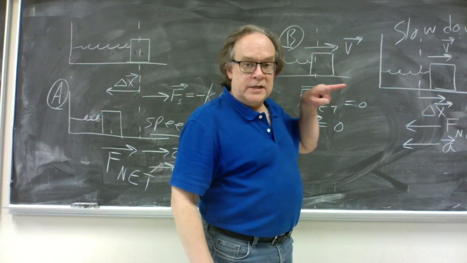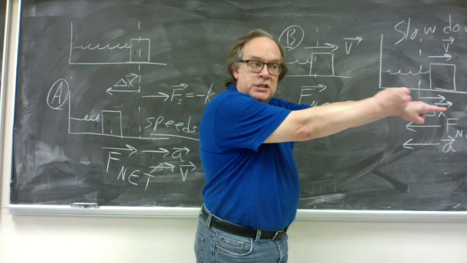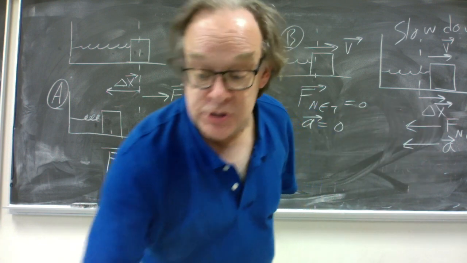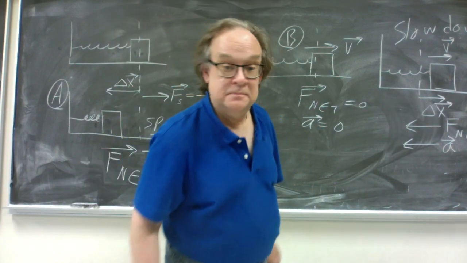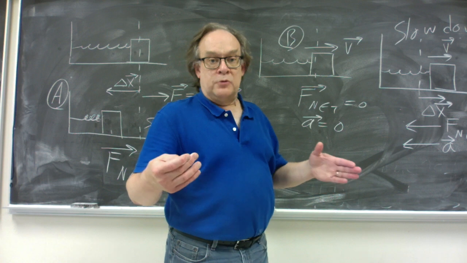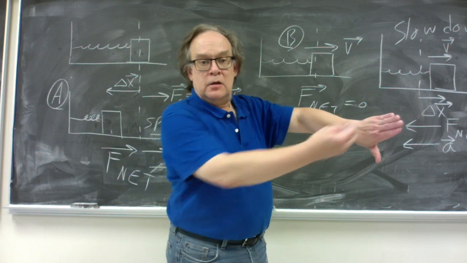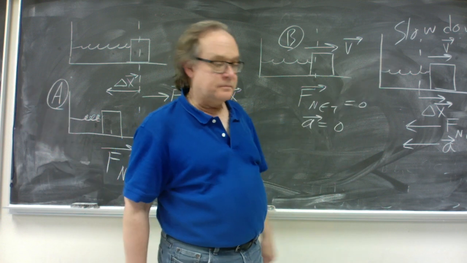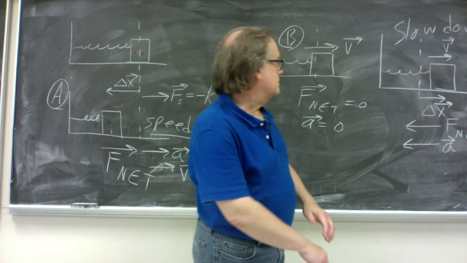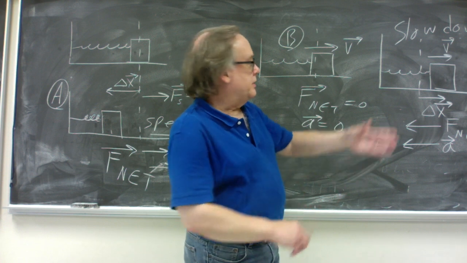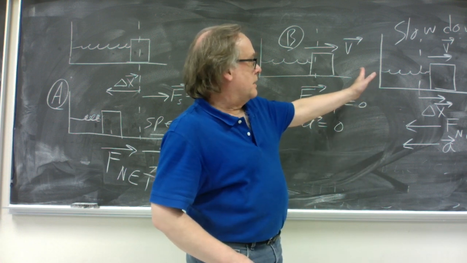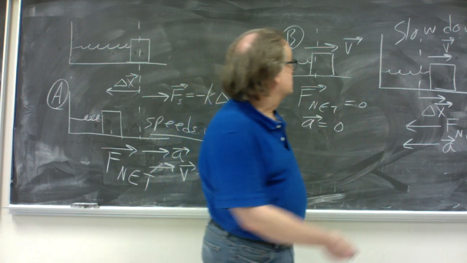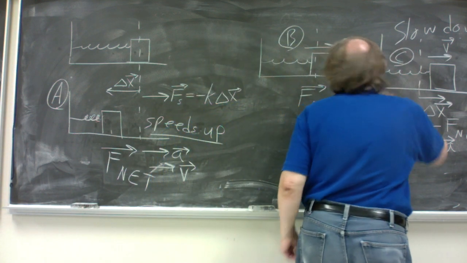The mass is moving this way, but it's being pulled backwards by the net force, which is just a spring force in this case. And of course, if you're moving in one direction, but being pulled backwards, you have to slow down. Eventually then, the mass will slow down all the way to a stop. So that was situation C.